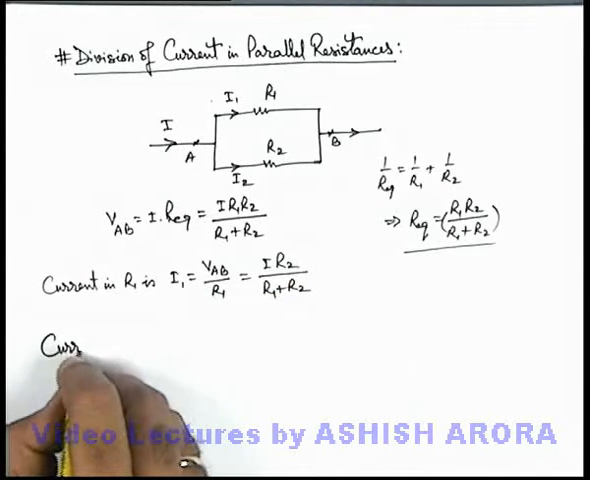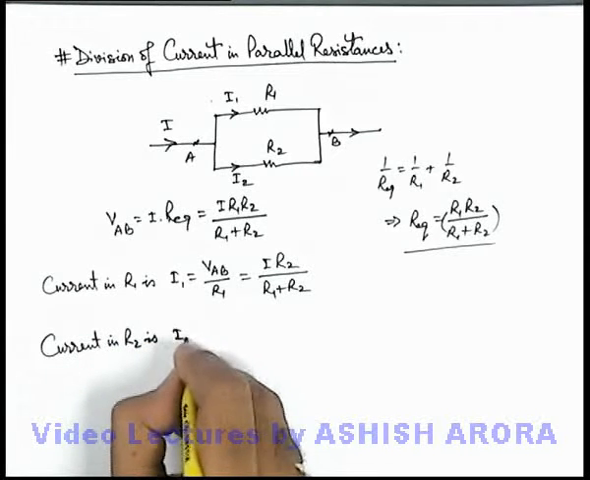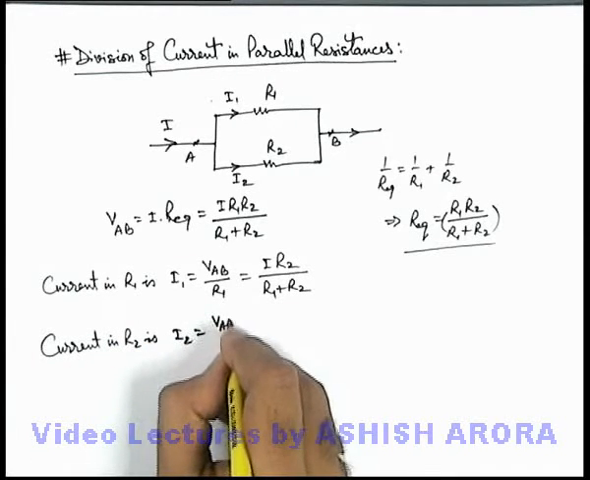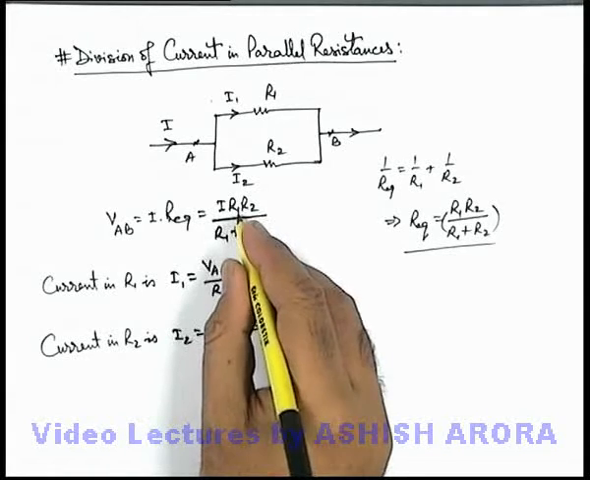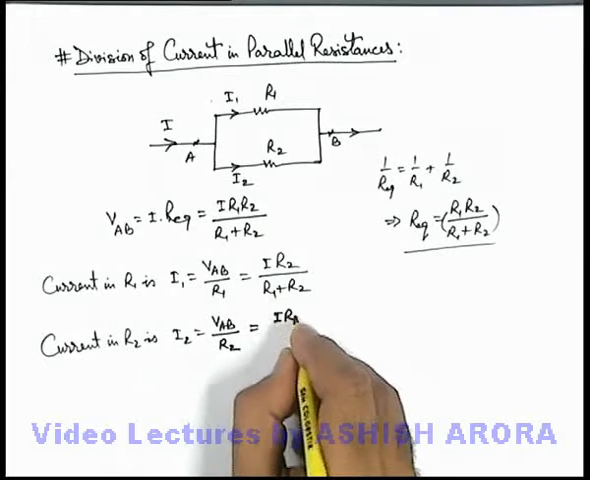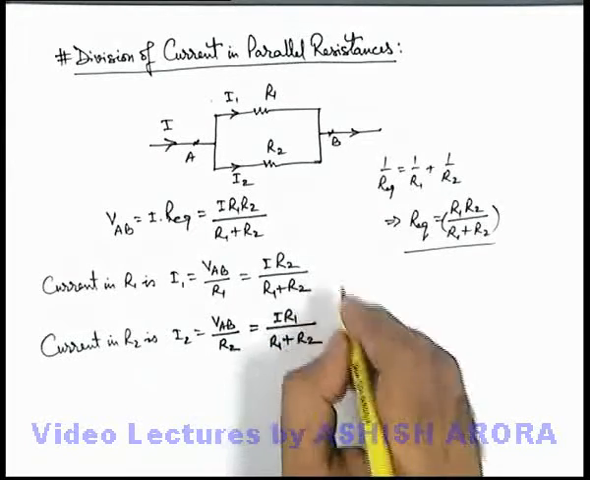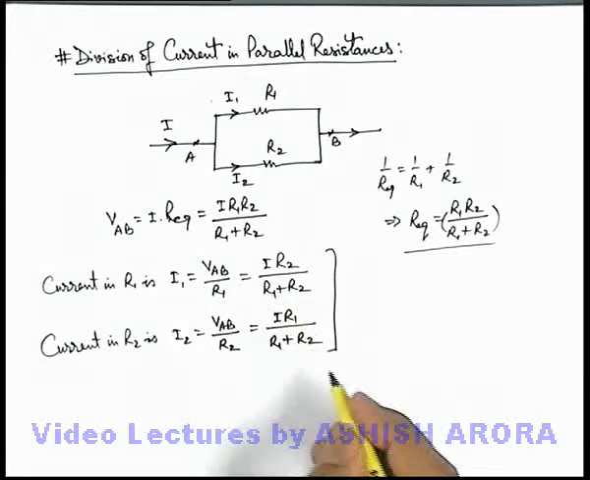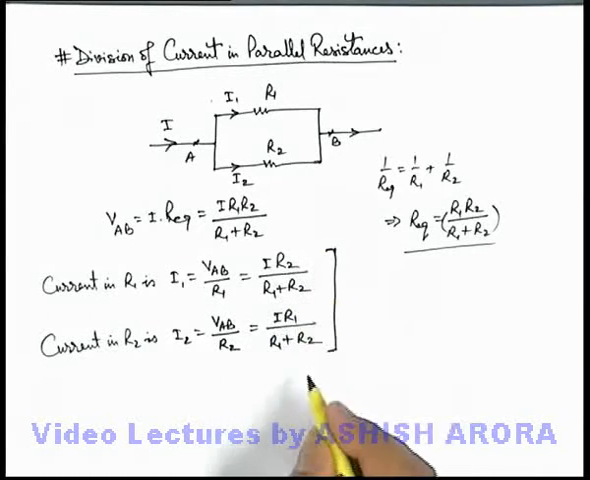Similarly, if we calculate current in R2, this is I2, which can be given as potential difference divided by the resistance R2. If you substitute the value of VAB over here, you can see the final value we are getting is I R1 upon R1 plus R2. So these are the currents. You just keep both of these results in your mind for direct, time saving applications in different cases.